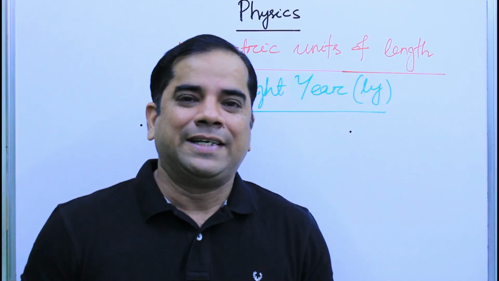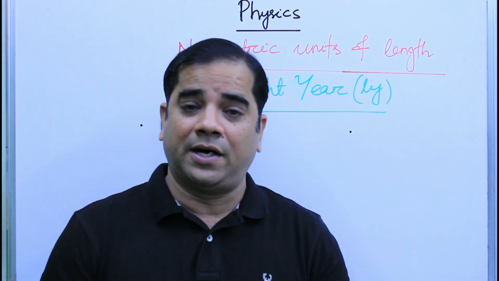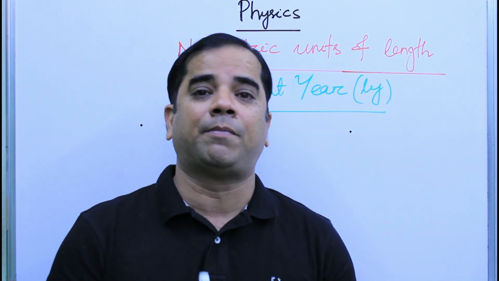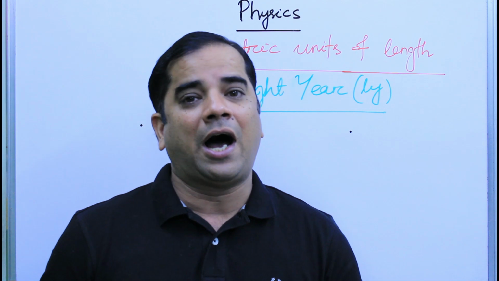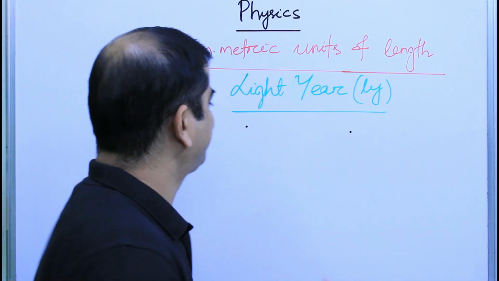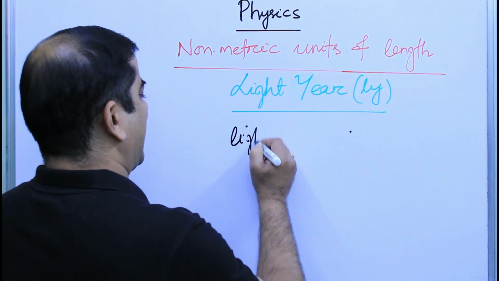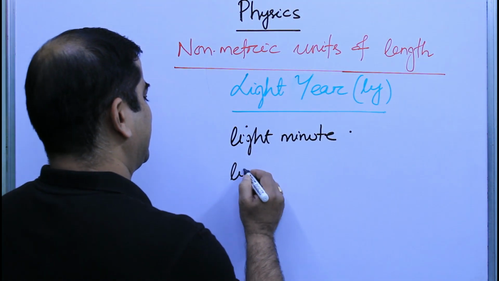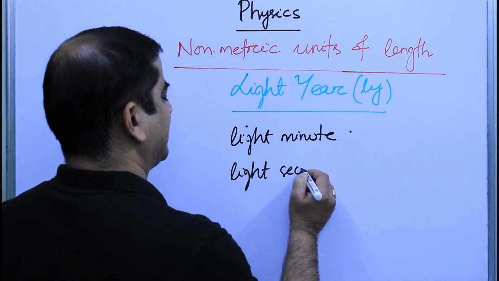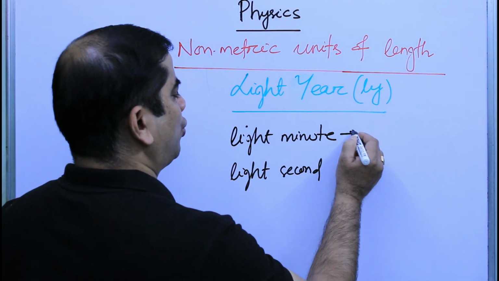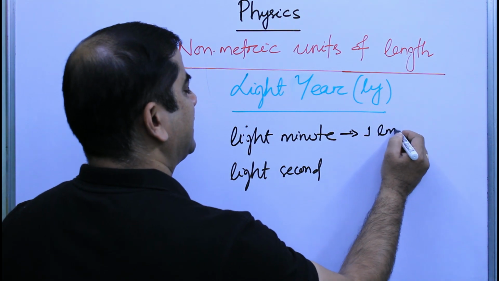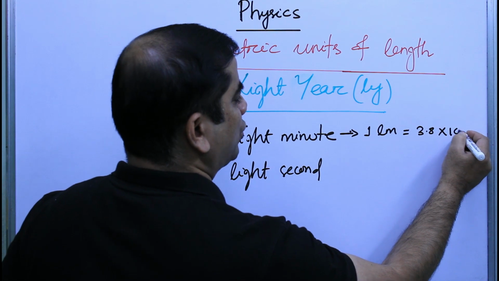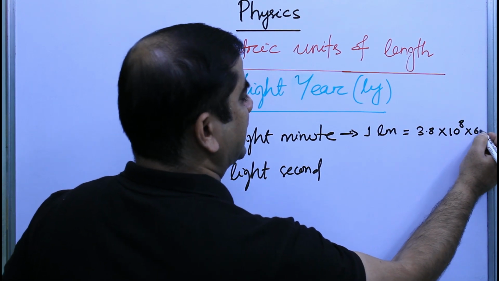Okay, students, distance of stars from the earth is measured in light year. However, we have some smaller units of light year which we use as and when required. Those are light minute and light second. So 1 light minute is equal to 3.8 into 10 to the power 8 into 60.